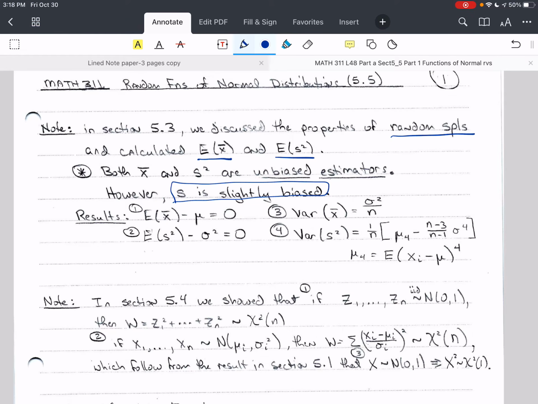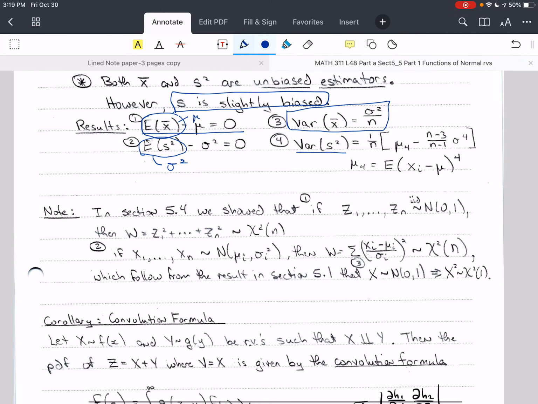So now the results from there was that the first one is that the expected value of x bar minus mu is 0. That's because the expected value of x bar is mu. So we have mu minus mu is 0. And similarly, for the sample variance, the expected value of s squared is sigma squared, so we have sigma squared minus sigma squared, which is 0. We also showed that the variance of x bar is sigma squared over n, and I provided you the variance of s squared because you will need that in the next semester. So it's good to have that information.